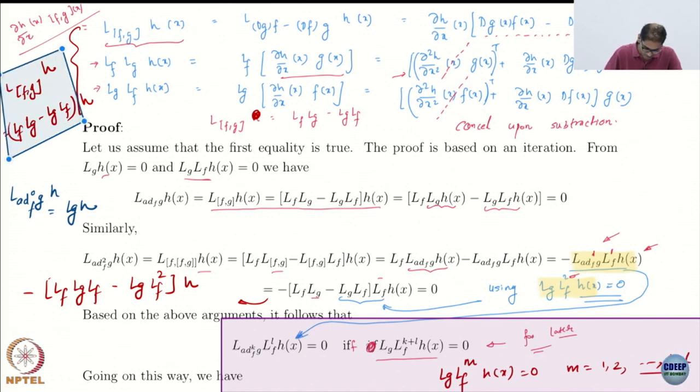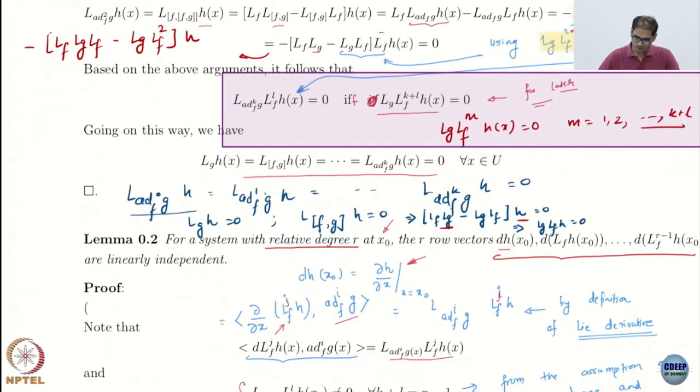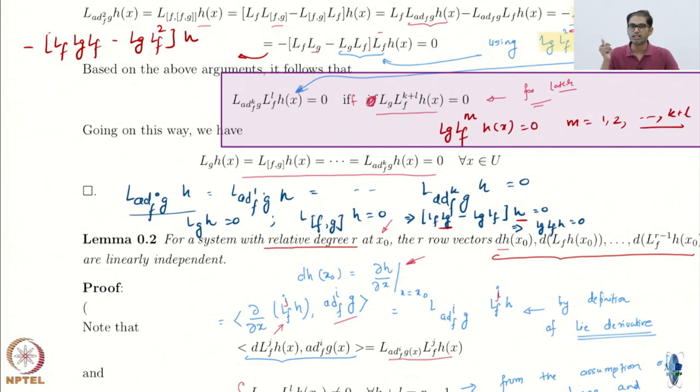Yeah. So this is really what you will require. In order to complete all of this proof, we actually looked at the proof. Once you have this sort of iterated relationship, there is an equality between L_g L_f^k and L_ad_f^k g. Yeah, there is a similarity here, there is an equivalence here.